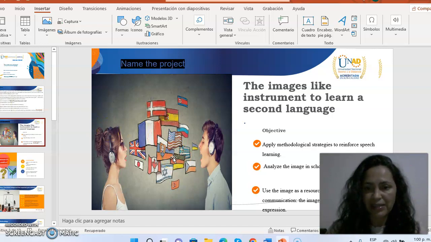The name of the project: the Image as an Instrument to Learn a Second Language. Why did I choose this project? Because last semester it was really interesting for me to see how it was possible for the students to describe a small image and they lost their grade. The objective for this project was to apply a methodological strategy to reinforce peer learning, analyze images in the school text, and use the image as a resource of information and visual communication, for oral and written expression.